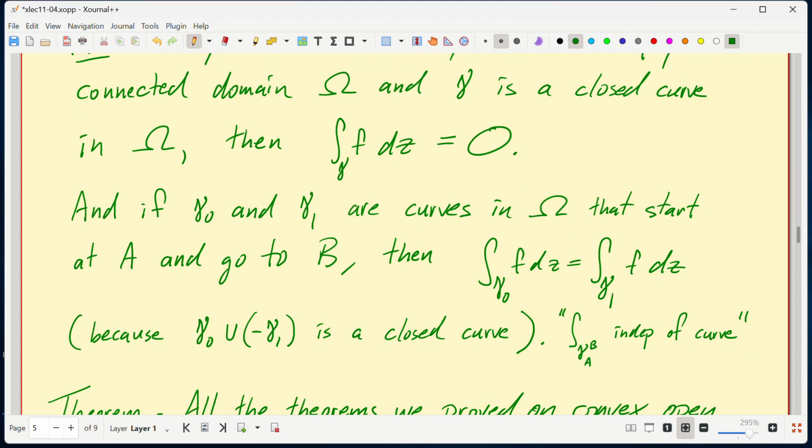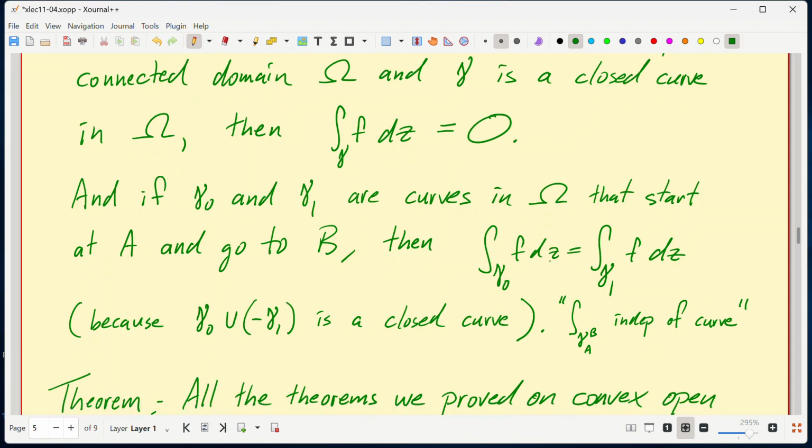We could deduce that fixed endpoint theorem from the closed curve theorem, because whenever you've got two fixed endpoint curves, you can go out by one and back by the other, and that's a closed curve. So that's a second proof of that fact. Questions about the Cauchy theorem? That's an exciting moment.